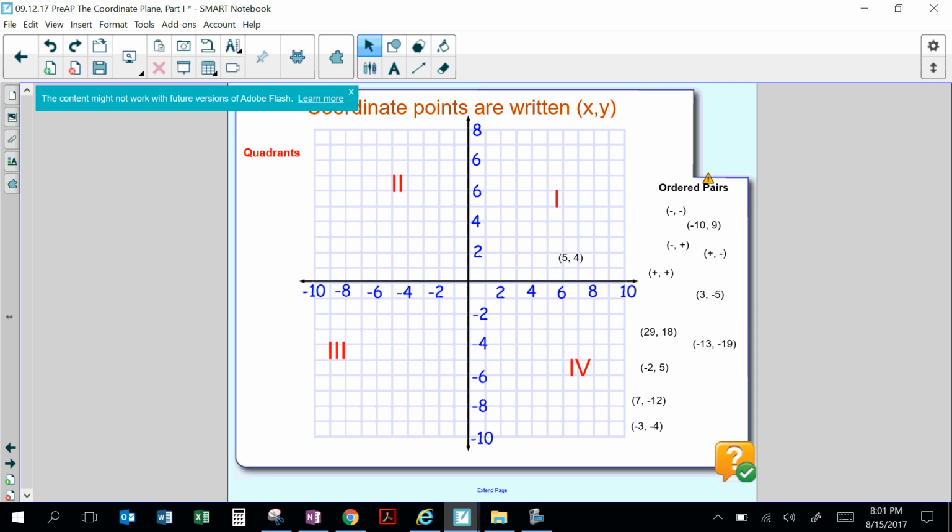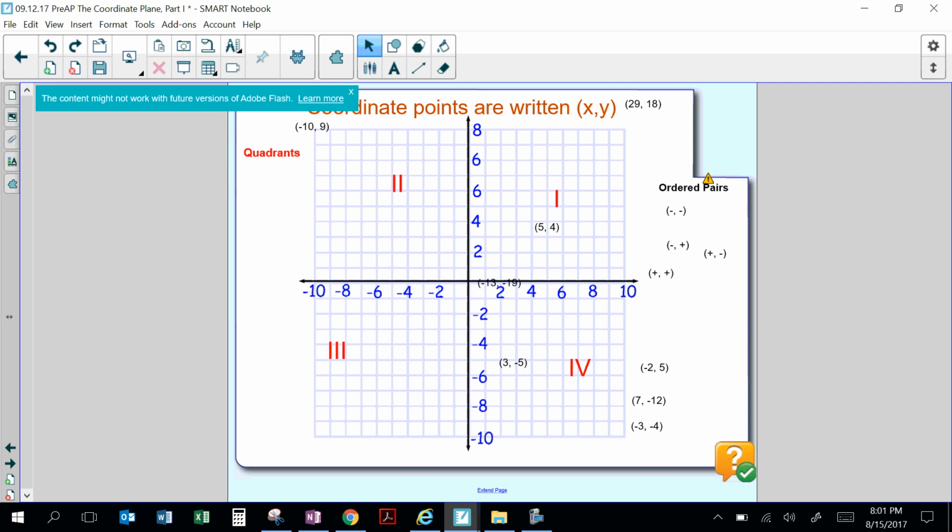5, 4. The first number is x, so it goes somewhere right here. 5, 4. Next one, -10, 9. Start at 0. On the x-axis, -10 is on the left. 9 is above or below? Above, so it goes somewhere here. 3, -5. Start at origin. 3 is to the right. -5 is north or south? Below, and it goes somewhere here. 29, 18. Starting at origin, 29 would go on the right-hand side. 18, so it's going to be somewhere out here in quadrant 1.